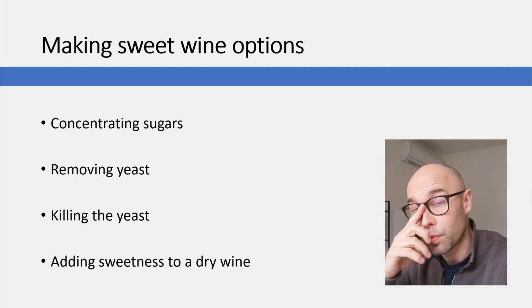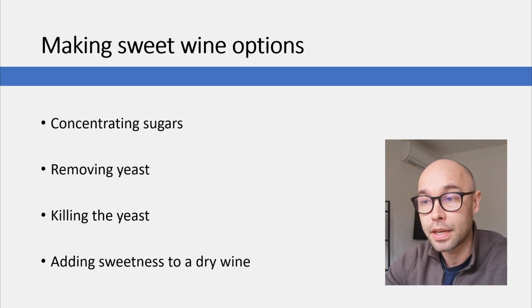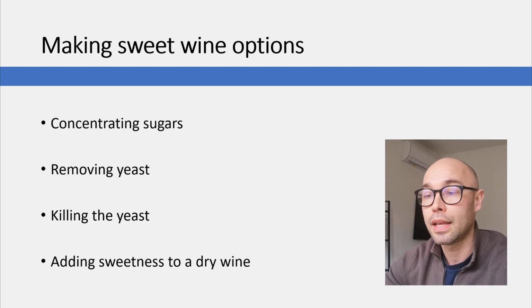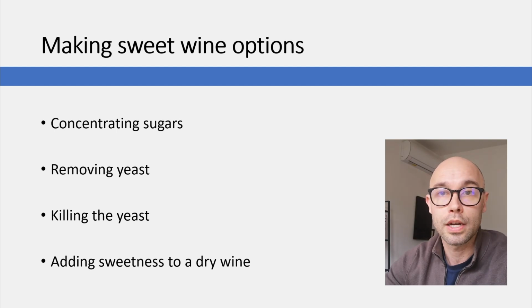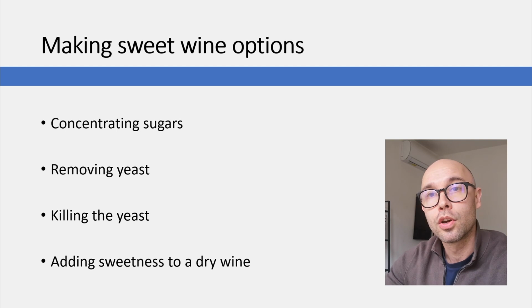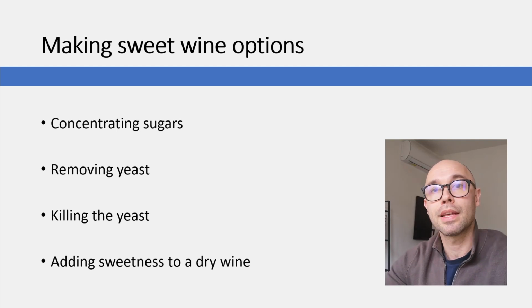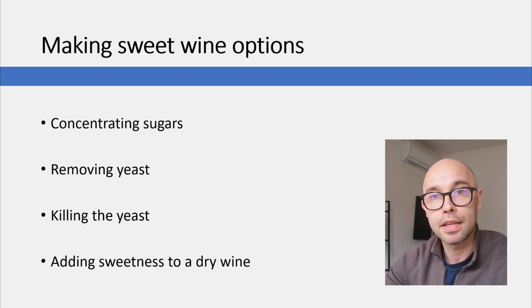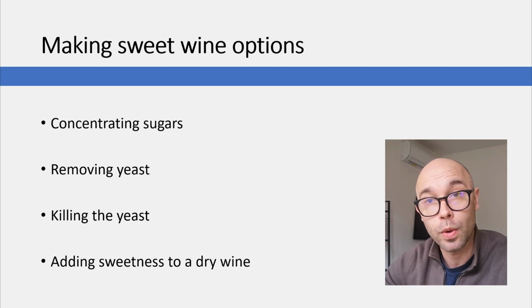In order to make sweet wines, there are a few options like you see here. You can concentrate the sugar in your grapes, you can remove the yeast, you can kill the yeast, and you can add sweetness to a dry wine. So I'll explain what everything means. Concentrating sugars means that the sugar in the grapes will be concentrated in a natural way.